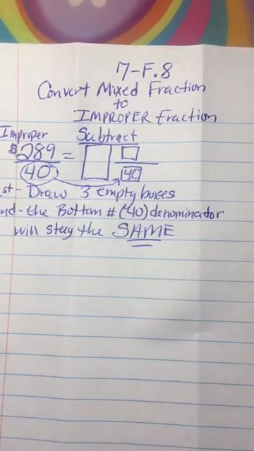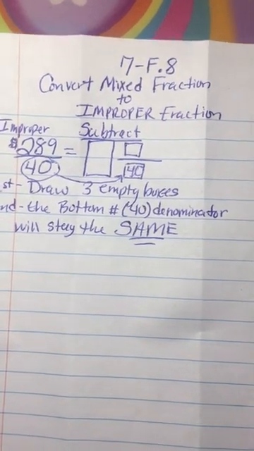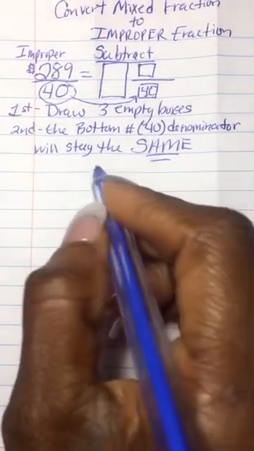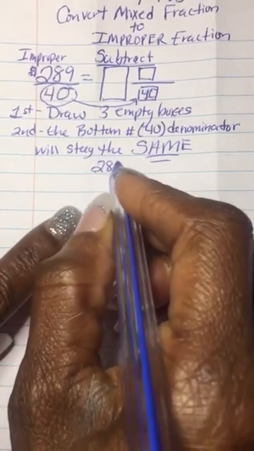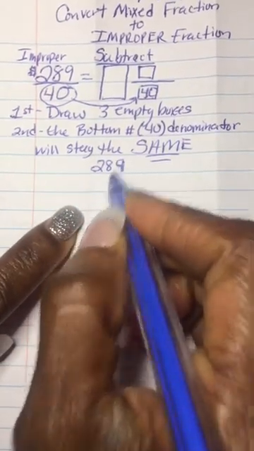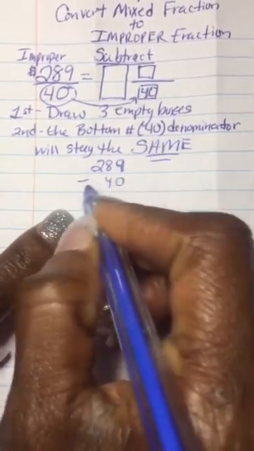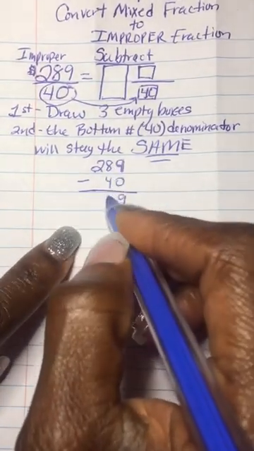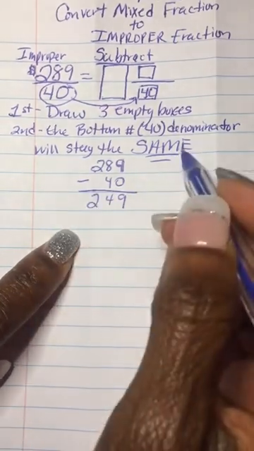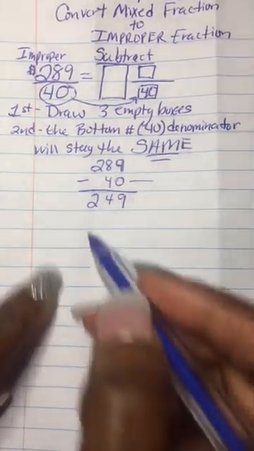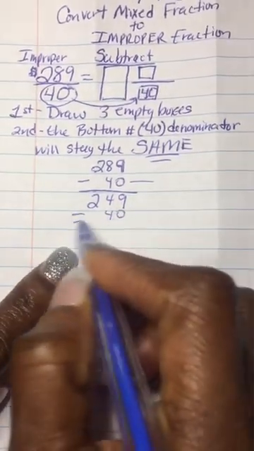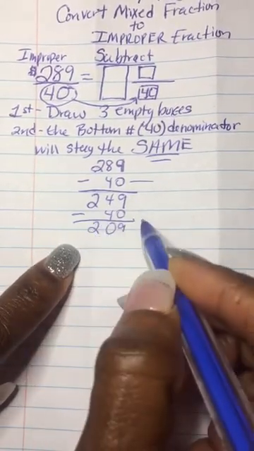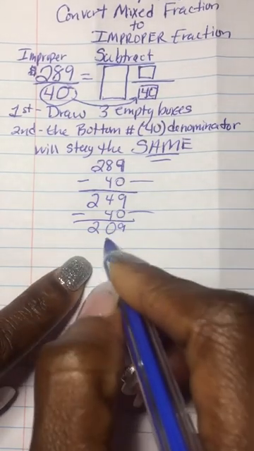Now we're going to subtract. So now I'm going to take 289 and see how many times I can subtract 40 from it. Minus 40. 9 minus 0 is 9. 8 minus 4 is 4. Bring down your 2. So this is one time. I'm going to subtract 40 again. 9 minus 0 is 9. 4 minus 4 is 0. Bring down your 2. That's the second time.